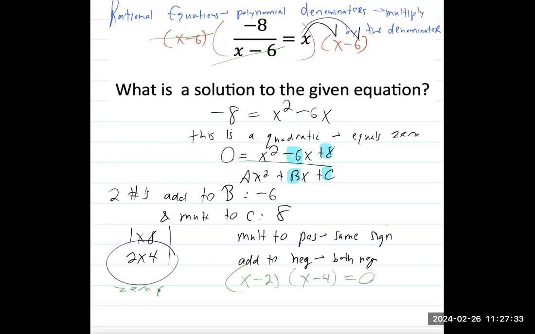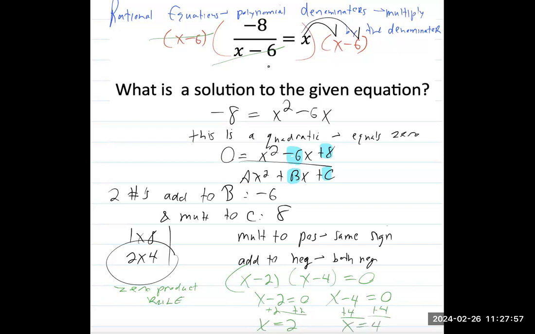And now we have the zero product rule, which says that if you have two parentheses that multiply together to give you a 0, that would happen if one of them is 0. So for the zero product rule, you set them both equal to 0, and then you solve them both. And you're either going to get x equals 2 or x equals 4.